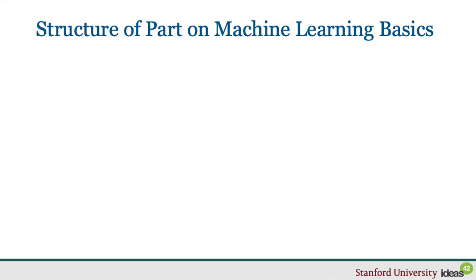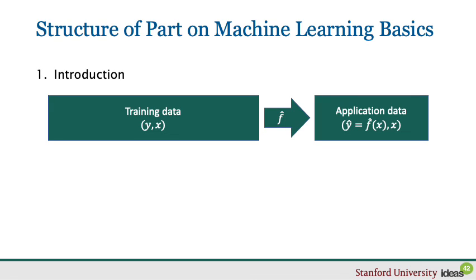So with that, this is the structure of my part on machine learning basics. Today, in this module, I went over an introduction where I argued that a lot of what is driving modern machine intelligence has the structure of a prediction exercise where I take some training data. That training data has some outcome y, some right-hand side variable x, which looks very much like statistics, and I now learn a function from that in order to apply it to new instances.